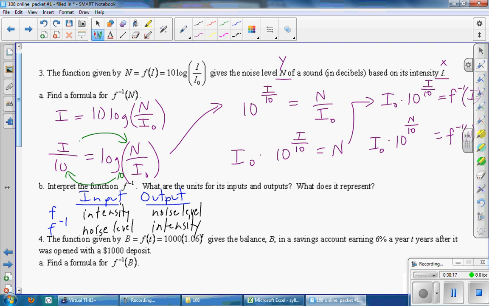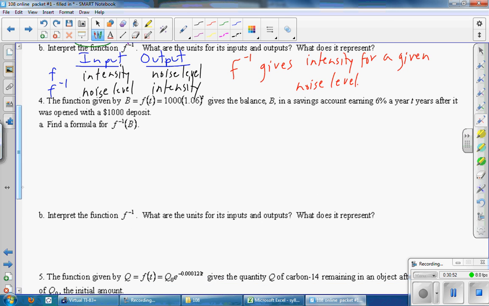So f inverse, what does it give you when all is said and done? It gives the intensity for a given noise level. You tell me how many decibels the noise level is, and this f inverse function will tell me what the intensity of that sound is. Okay, so that red sentence doesn't need to be word for word, but you've got to get the ideas across, and I think getting the ideas across is easier when you start with that table that we've written there in blue and black.